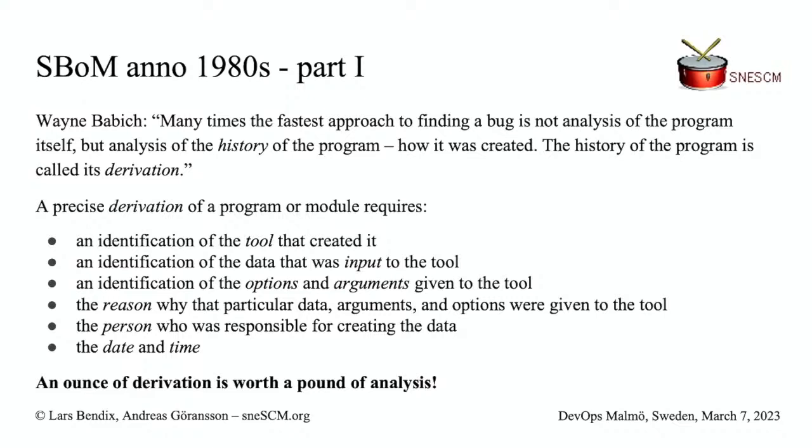So the precise derivation, according to Babbage, is that we should identify the tools that created the data that was input to the tool, the compiler, loaders, and everything else, options and arguments, the reason why something was created, the person that we can go and blame or ask for additional information, and date and time and anything that would be useful for you. And he says that an ounce of derivation is worth a pound of analysis.